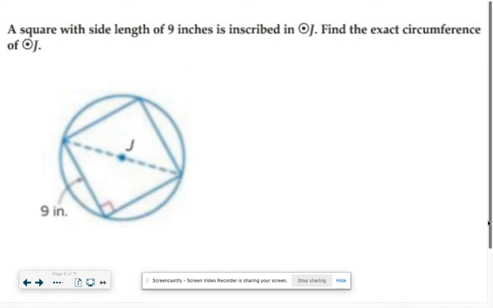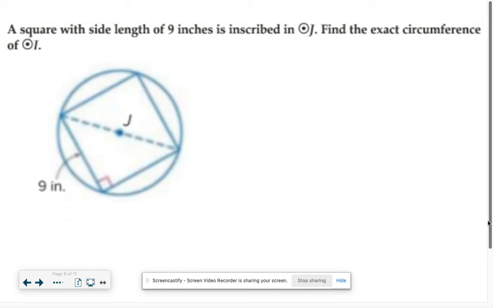All right, so let's talk a little bit about examples of these words. It says a square with side length 9 is inscribed, so it's inside our circle here, circle J. Find the exact circumference of circle J. So remember circumference? 2 pi r. And we want exact, right? So that means no decimals. So this will be fun for us to review.